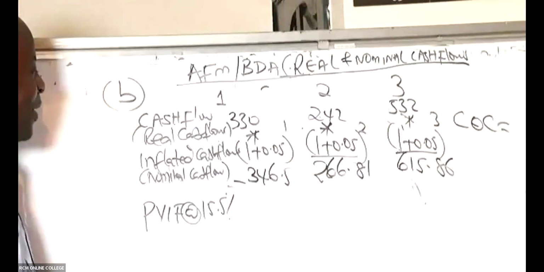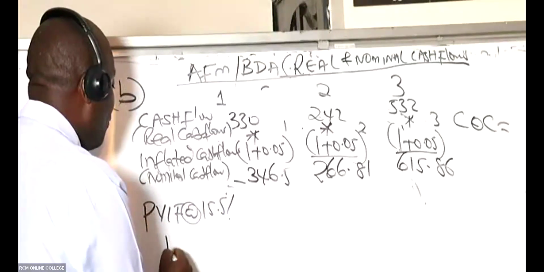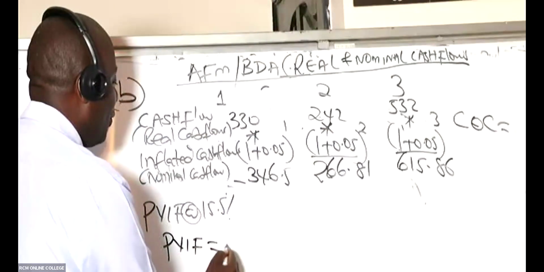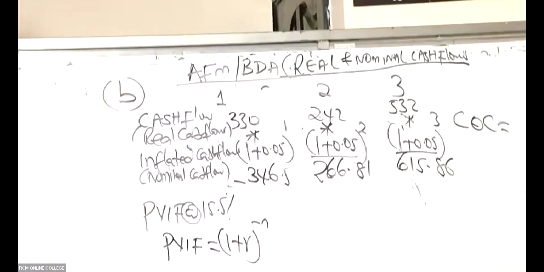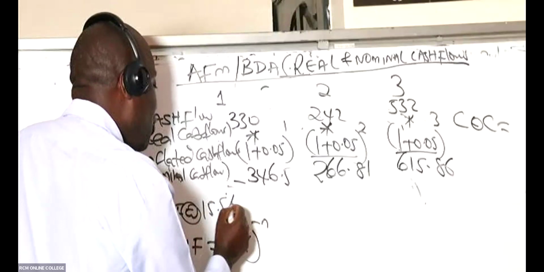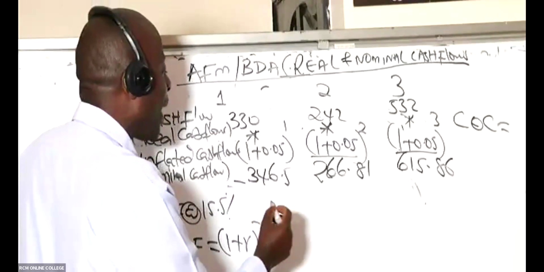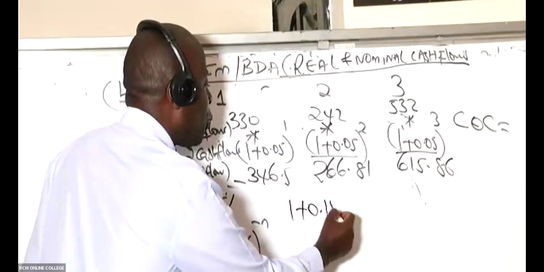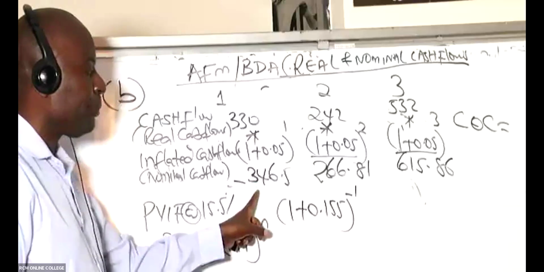So for the AFM students, then we are getting this PVIF. And we know the PVIF formula is 1 plus R raised to negative N. That's how we get the PVIF formula. So for example, PVIF for year 1, you know this is equal to 0.155. So PVIF for year 1 will be 1 plus 0.155 raised to negative 1.